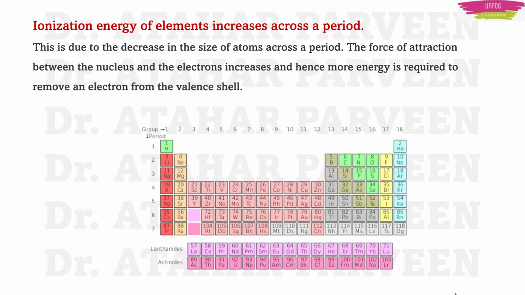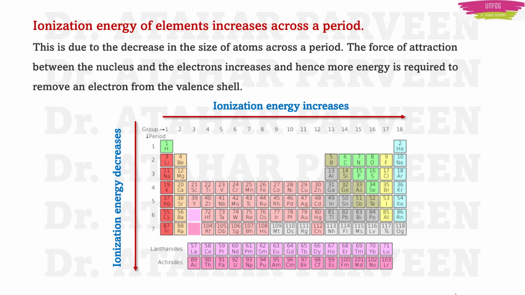Now the ionization energy increases across a period. Why? Because the size of the atoms across a period decreases, right? So the force of attraction between nucleus and electrons increases, and hence more energy is required to remove an electron from the valence shell. So we said that the ionization energy decreases down the group and increases across the period.